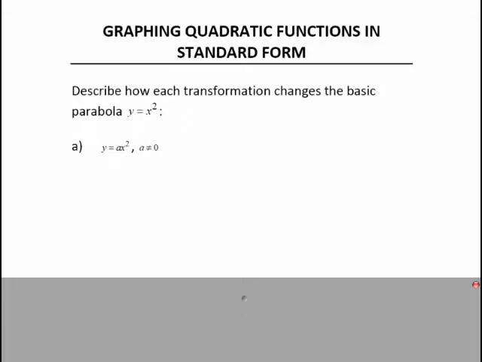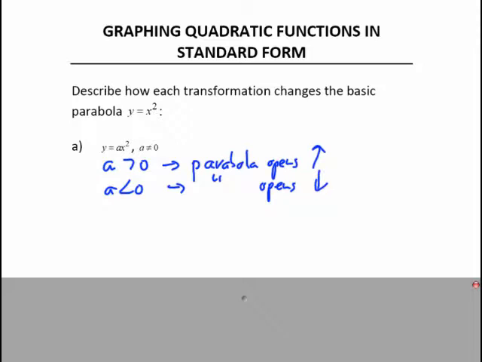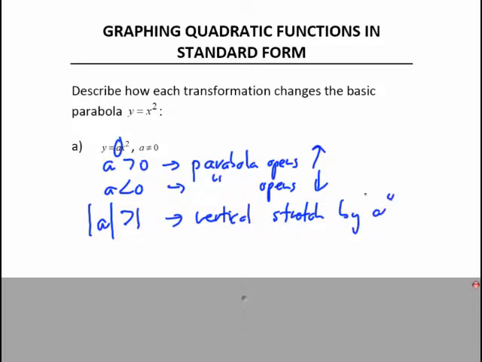So what we're seeing by exploring with our parabola is multiplying by a does two things. First of all, if a is positive, the parabola opens up. If a is negative, the parabola opens down. And then if the value of a is larger than 1, and in fact if it's negative, the same thing happens if we think of the positive of that negative. So I'm going to say absolute value, which just means the positive of whatever the a value is. If that number is greater than 1, we get a vertical stretch. The graph stretches vertically by a times.